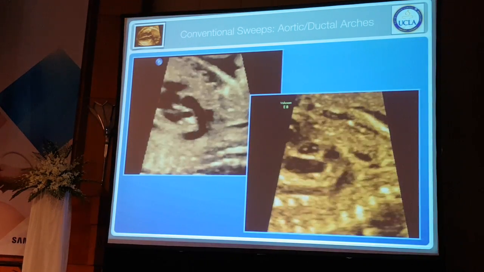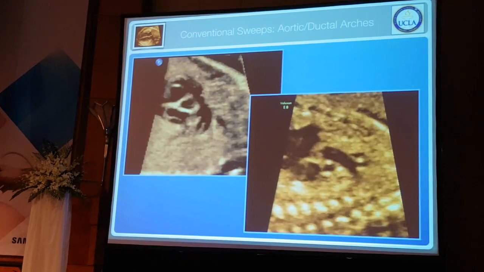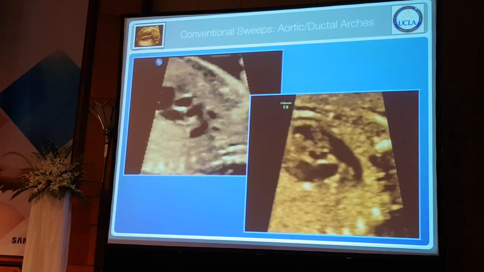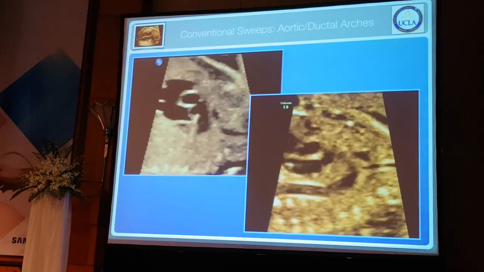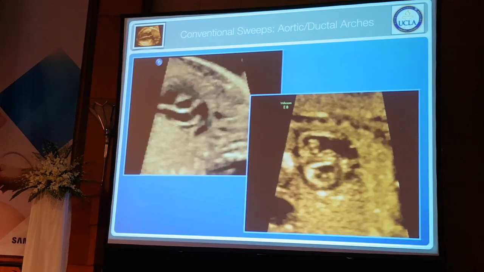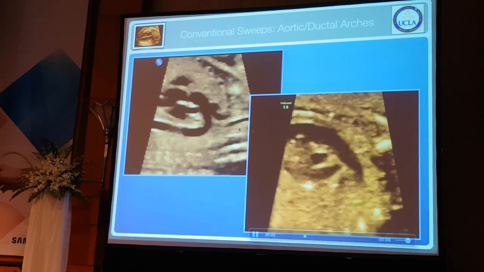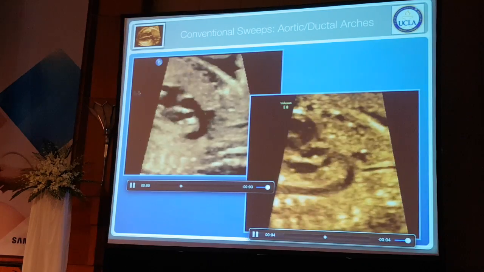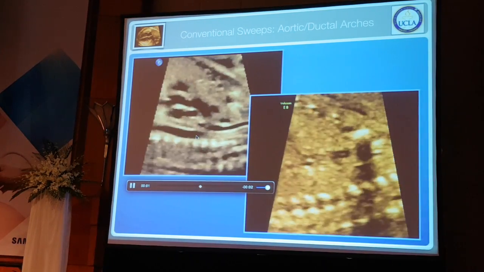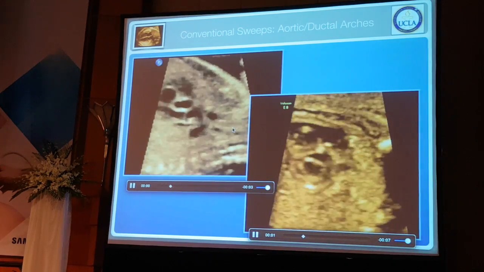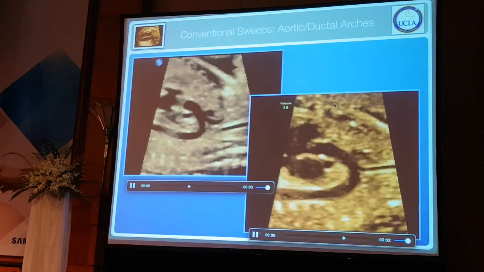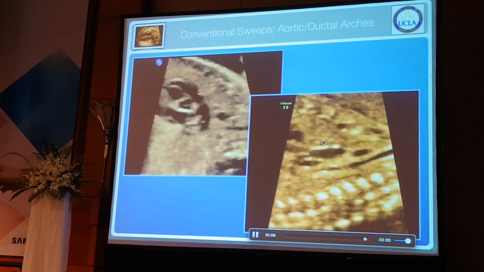And then I like to show the aortic and ductal arches sweeping right to left from a sagittal view. You don't need to do this, but if you're ready to take this on, it's another way to look at the aortic arch. You can pick up a right aortic arch or left aortic arch. If you look on the left of the screen, you can see the ductal arch, the aortic arch, and the trachea over here. Or you can look on the right screen.